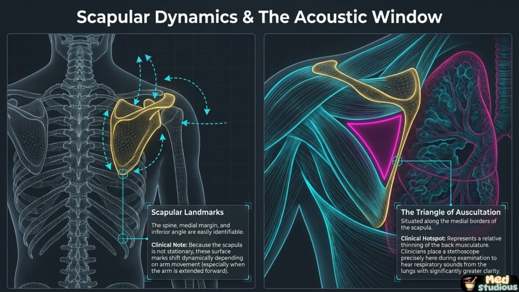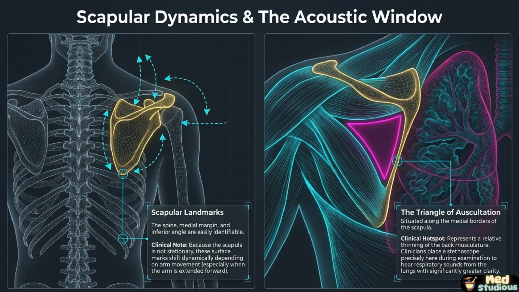The scapula is a highly mobile bone, and its surface landmarks shift dynamically with arm position, a critical concept that is frequently overlooked. Three scapular features serve as reliable reference points: the spine of the scapula, the medial margin, and the inferior angle.